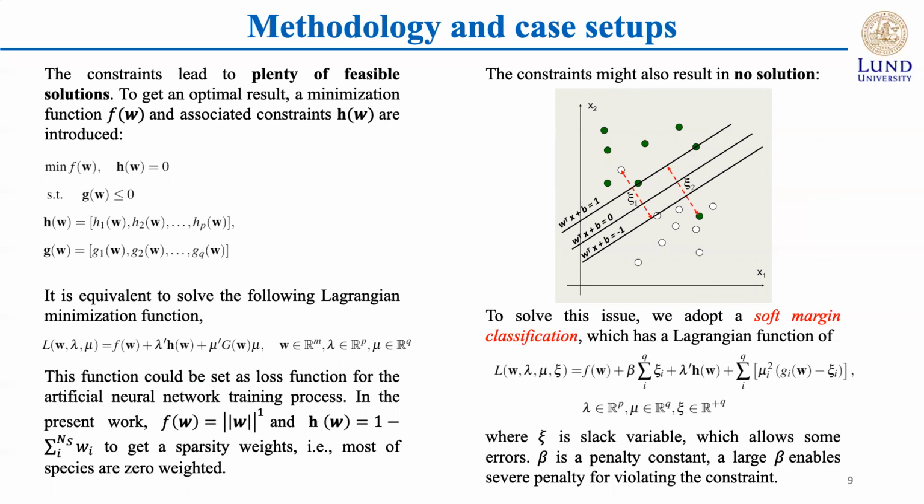On the other hand, the constraint might also result in no solution. For example, we choose an unsuitable alpha, which is too severe for the studied cases. Here we also give a solution. We use a soft margin classification technique, which has a Lagrangian function like this. Xi is a slack variable allowing some errors. Beta is a penalty constant. A large beta enables severe penalty for violating the constraint and vice versa.